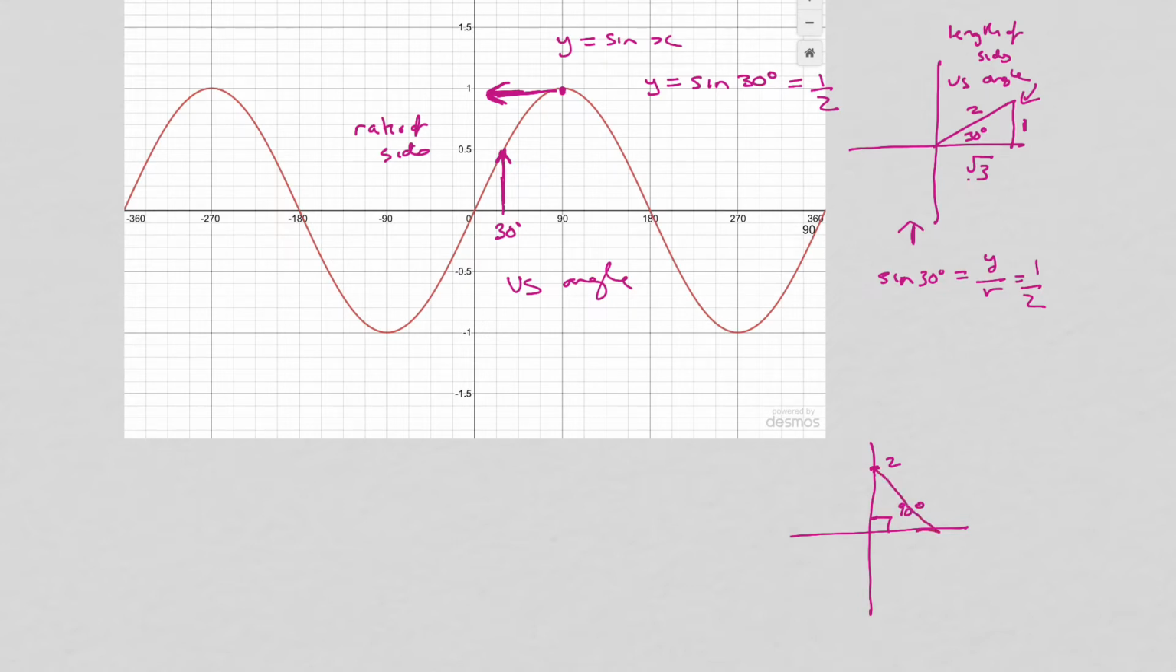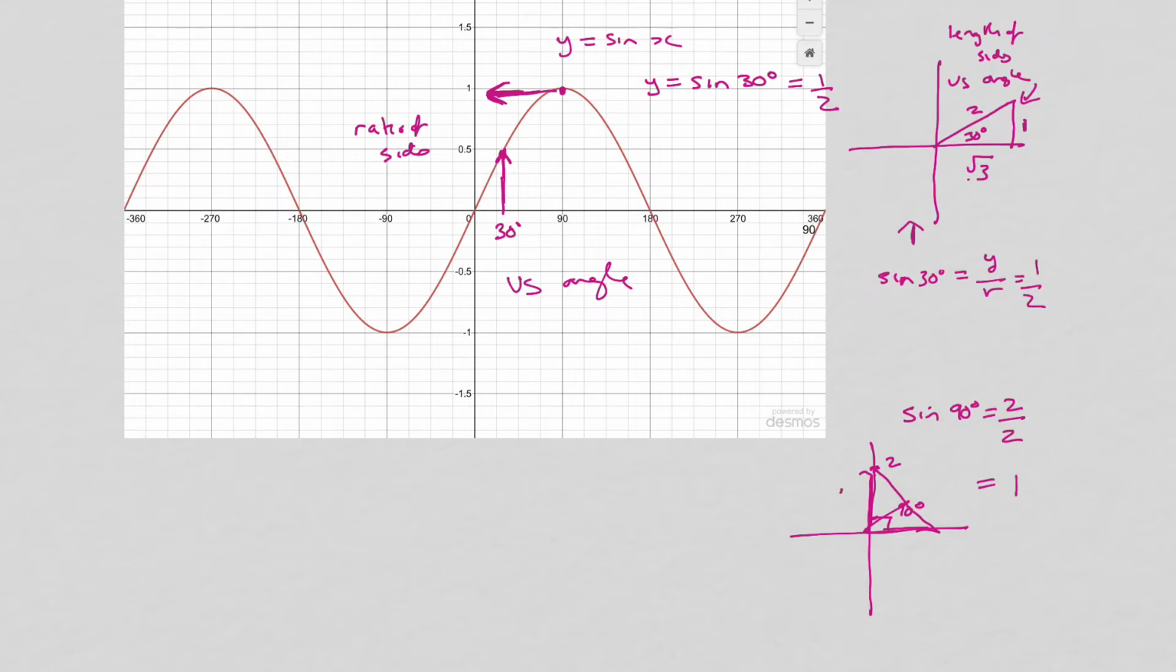And when we've got this little 90-degree triangle over here, the y value is 2, and the r value is 2. So sine of 90 degrees is going to give me 2 over 2, which is equal to 1. So if you go over here, this is plotting the ratio is 1. You go over there, you plot it against 90 degrees, and you've got the ratio plotted against that.